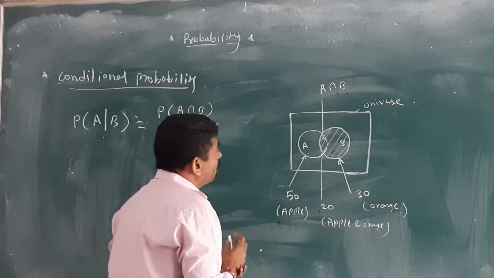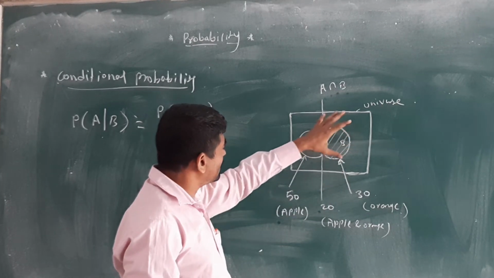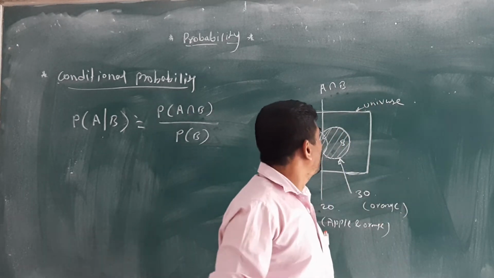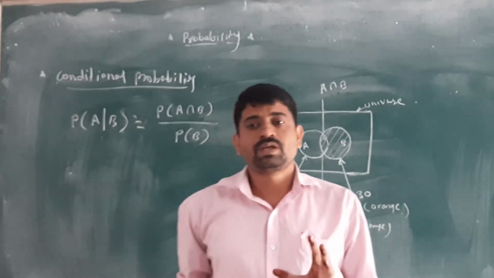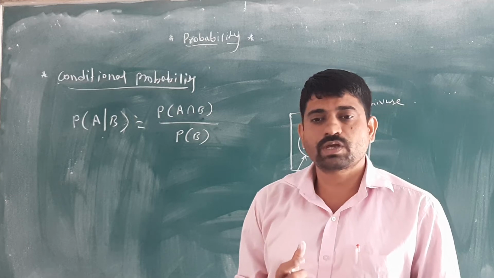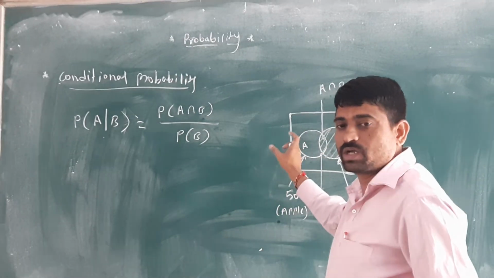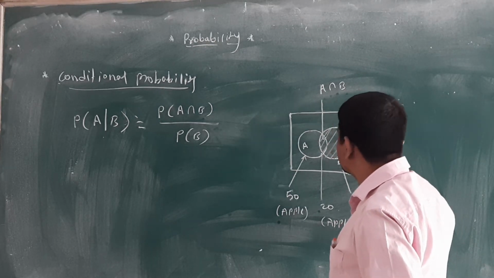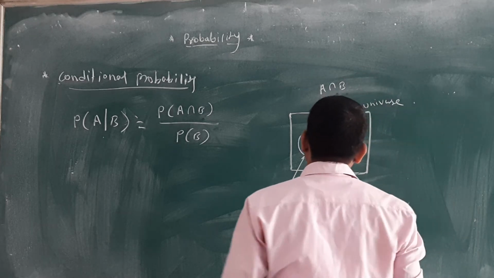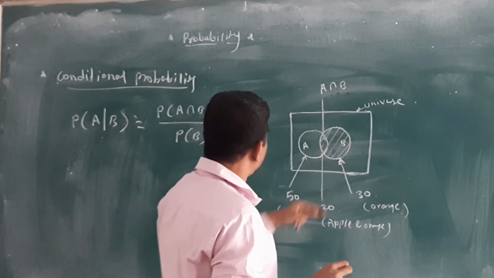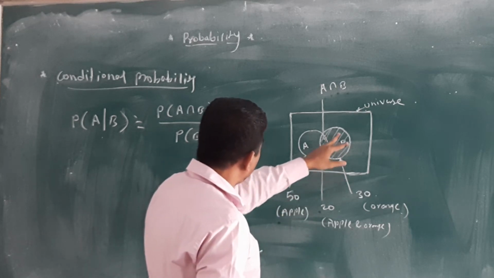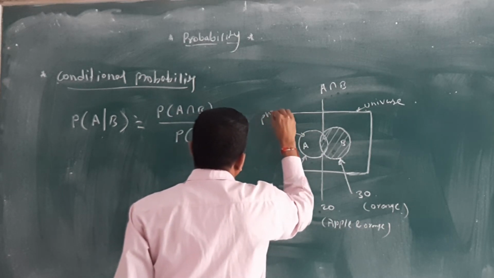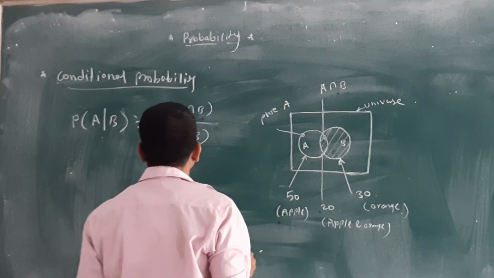When you apply some conditions, we don't get the whole universe. We apply the condition, then we get a new sample space. That universe is reduced and we get the new sample size. B has already occurred. Then we want to find out the pure A. This is the pure A. Then how do we find that? With the help of conditional probability.